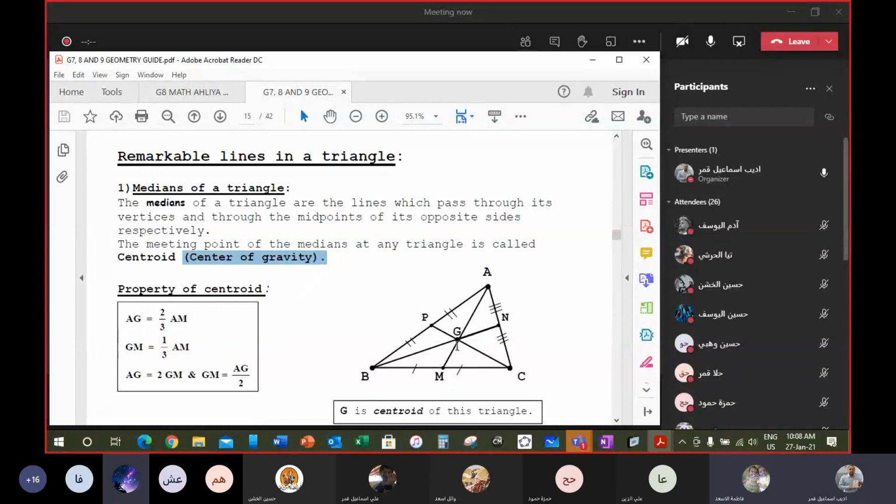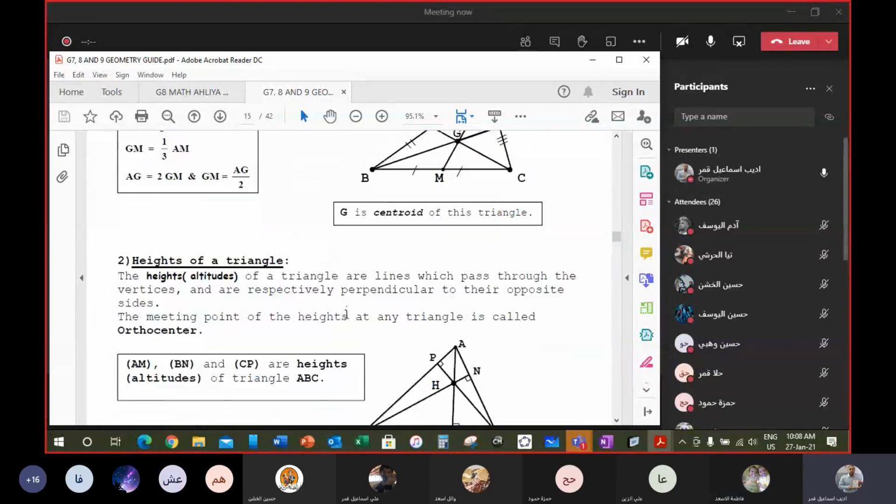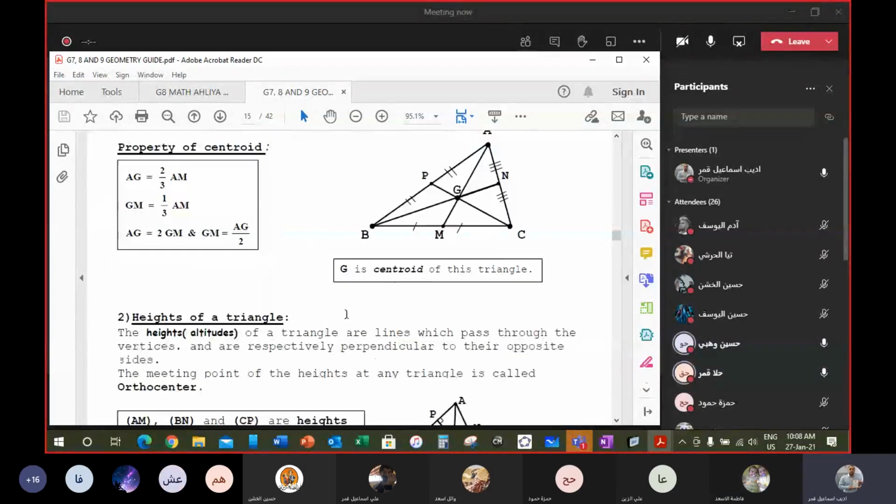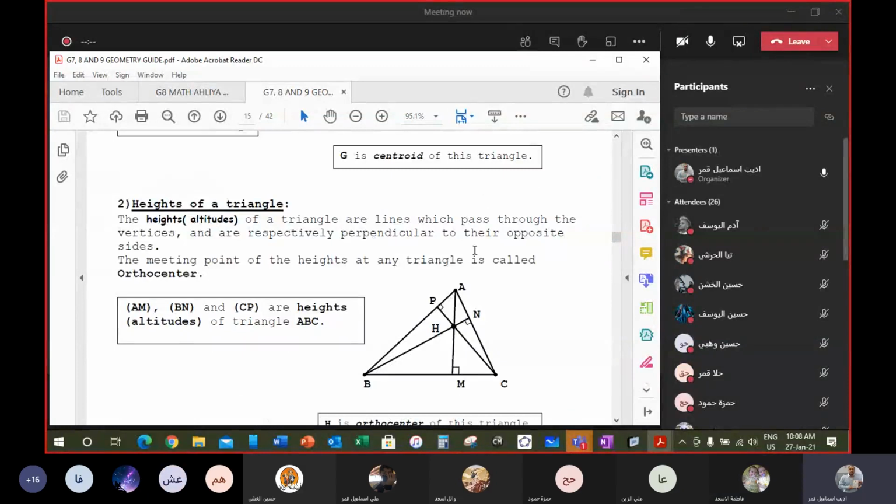Center of gravity. طيب the heights of a triangle. The height is the segment drawn from the vertex perpendicular to the opposite side. يعني هون ال AM is the height. It is the perpendicular drawn from A to the side BC. Or ممكن نسميها اسم تاني شو؟ Altitude. So AM is the altitude, CP is the altitude, BN is the altitude.